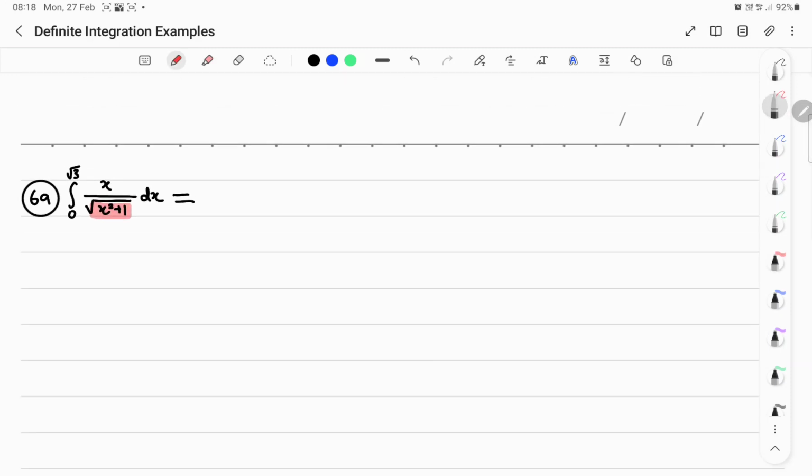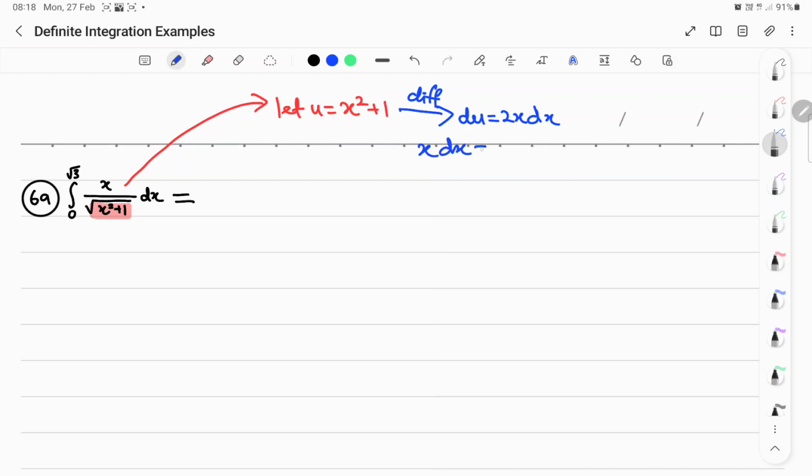So what we have here is u. Let u equal x squared plus 1. Next step, we differentiate to have du equals 2x dx. Then we simplify it further, x dx. We adjust to make sure nothing is beside x dx: 1 over 2 du. Now the next step is to replace everything that we can.